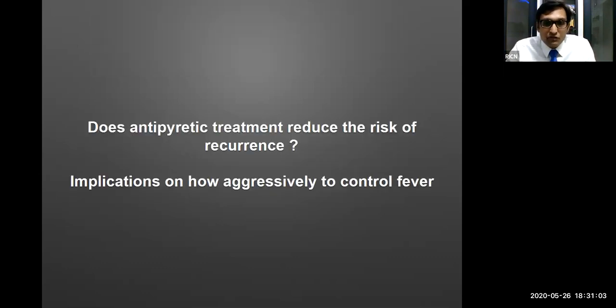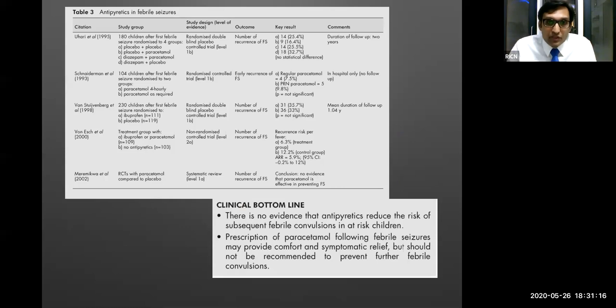The second question on focus would be, does antipyretic treatment reduce the risk of recurrence? Because that implies how you tell your parent what to do about antipyretic treatment and how aggressively to control the fever. So again, we looked at a number of studies and there is no evidence that aggressively treating the fever can lead to a decreased recurrence in seizures. Two groups and they both behave the same either way.